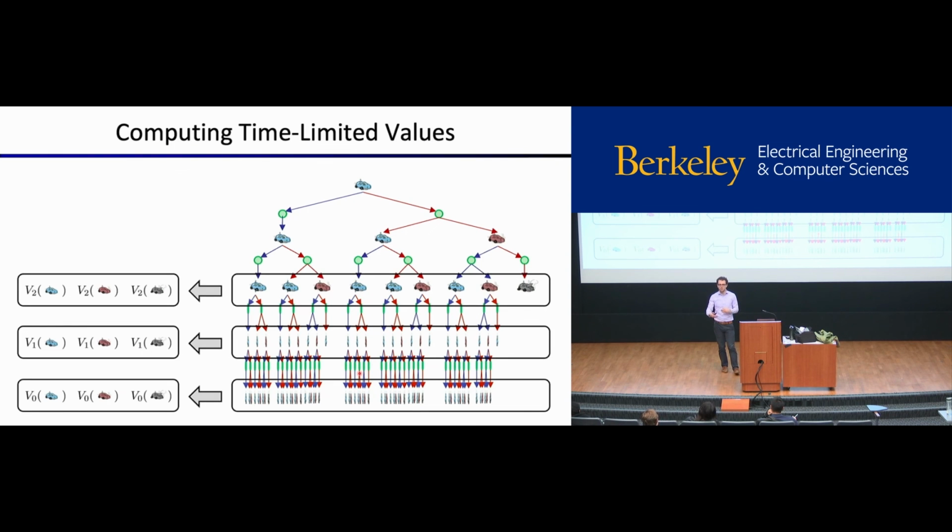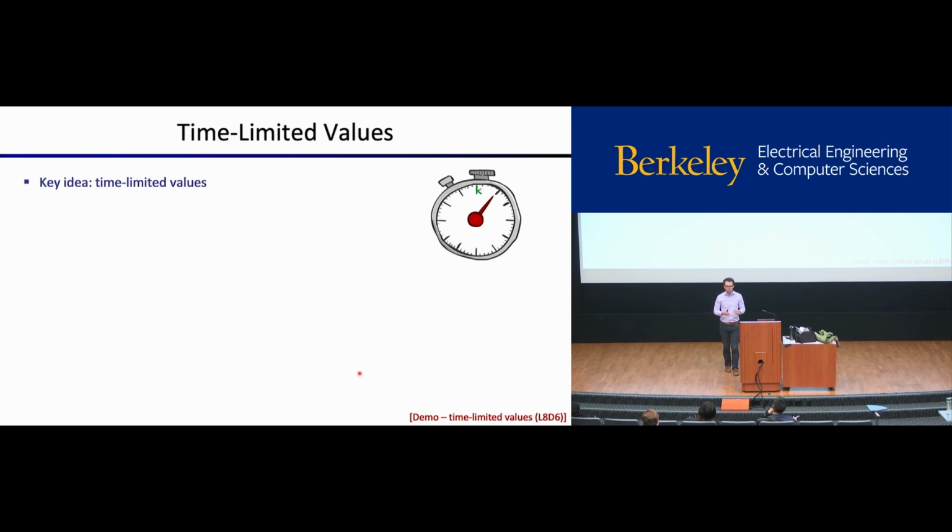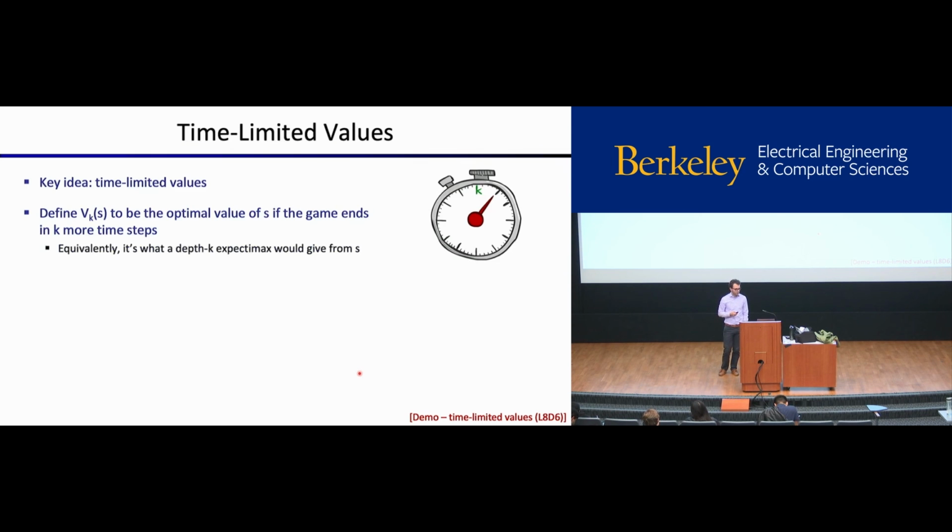Each time we're looking 1 step deeper, but we've already computed the values for all of the shallower trees. So we build this thing up layer by layer, and we compute these time-limited values. So we define V sub k of S to be the optimal value of that state if the game ends in k more time steps. Okay? So k time steps from now, the clock's going to reach, I guess it's counting down this way. So k time steps from now, the alarm will go off, our agent will wake up from their simulation, and that's the end of the episode. That's what V_k is, okay?